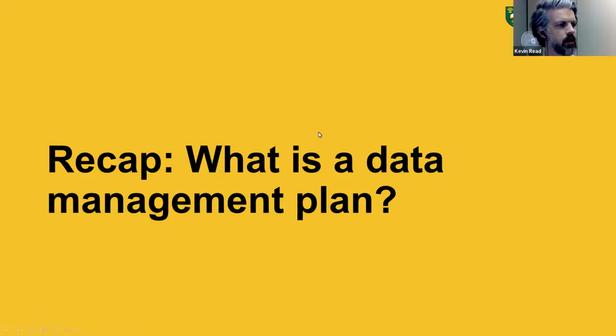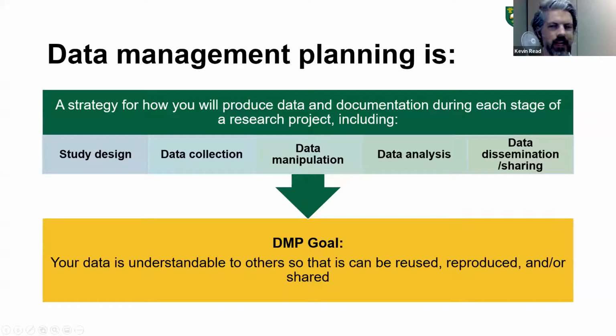Okay, so quick recap. What is a data management plan? What are we talking about here? So for those of you who hopefully remember, the data management plan is a strategy for how you're going to produce data and documentation during each stage of your research project, from the study design phase all the way down to the end of the project where you're ready to disseminate and share it. And the goal of the data management plan is to make sure that your data is understandable to others so it can be reused, reproduced, and/or shared.